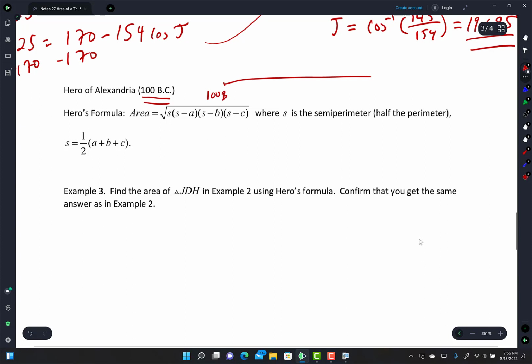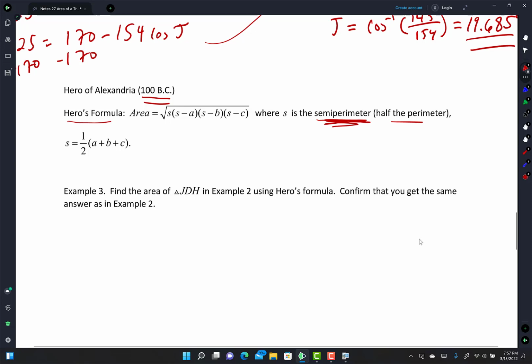So here's 100 BC, and then here's 0, and then we're way over here, 2022. So that means that it's been 2,122 years. So guys, 2,100 years, and we're still talking about this formula. Let's see if it works. Let's see what it says. Hero's formula: area is equal to the square root of s times s minus a times s minus b times s minus c, where s is the semi-perimeter. That means half the perimeter.